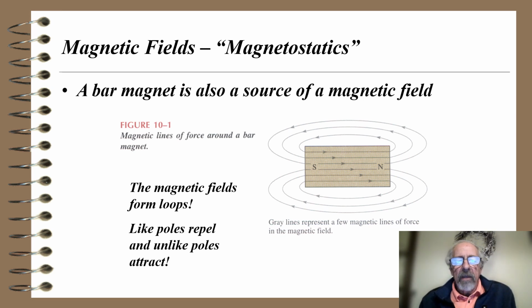Magnetic fields, again, magnetostatics. A bar magnet is also a source of a magnetic field. So this little diagram shows a permanent magnet with a south and a north pole. The magnetic fields form loops. Like poles repel and unlike poles attract.